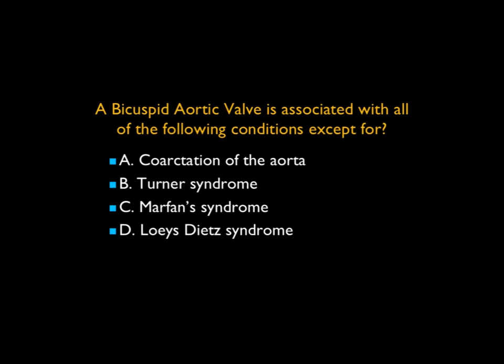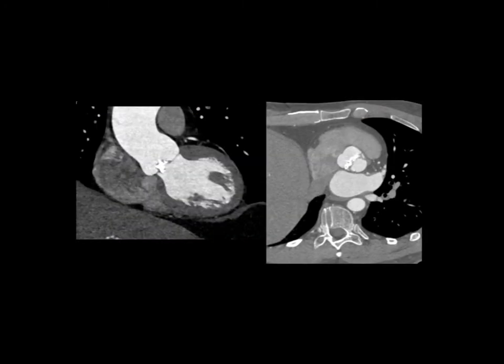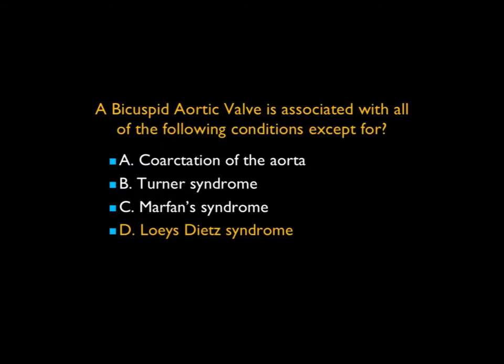In this first case, very nice example of a bicuspid aortic valve. Dense calcification is kind of a classic appearance of a bicuspid valve with dilated ascending aorta. I asked you the question, a bicuspid valve is associated with all of the following conditions except for coarctation of the aorta, very classic bicuspid valve, Turner syndrome, Marfan syndrome. The one that's not is Loeys-Dietz. Loeys-Dietz has tortuous vessels but no bicuspid aortic valve.